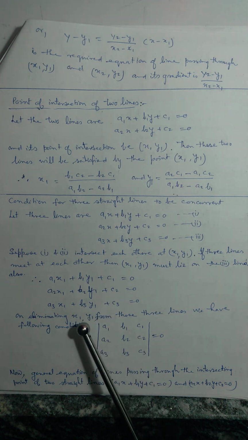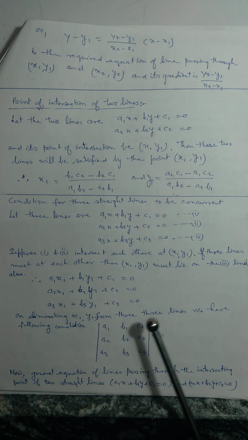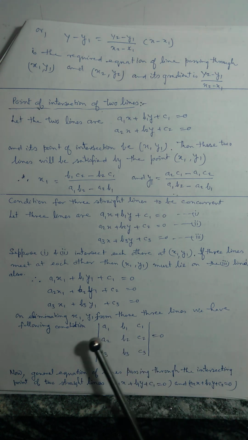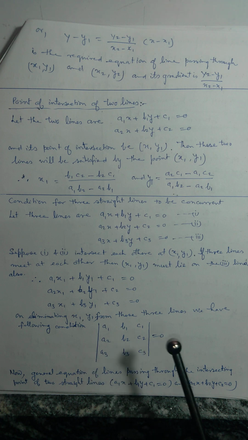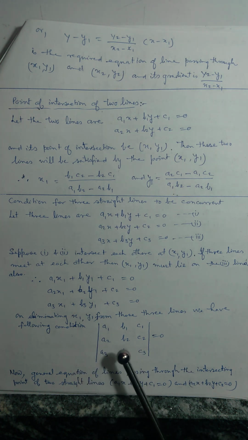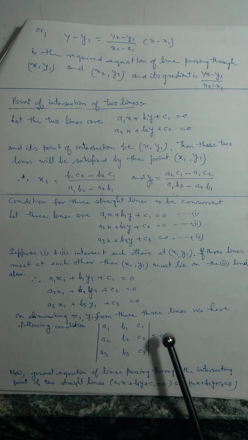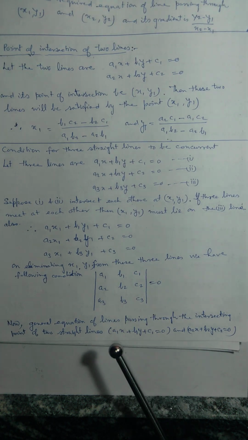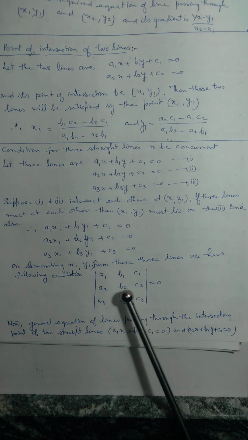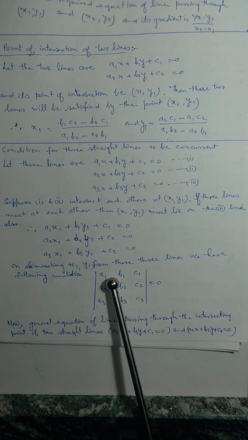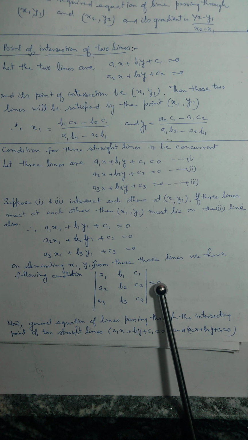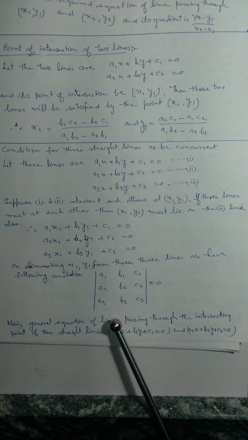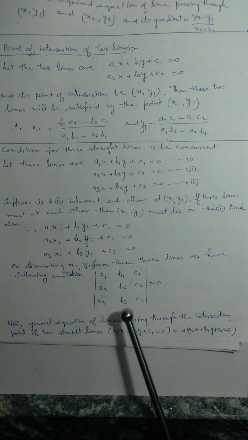On eliminating x1, y1 from these three equations, we have the following condition: the determinant of a1 b1 c1, a2 b2 c2, a3 b3 c3 equals 0. We have to take the determinant of these coefficients, which have been detached from the three equations.